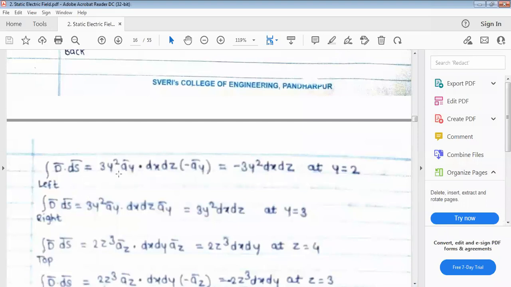Then you can similarly consider this D bar dot dS bar for the left side and right side. For the left side, your y component will be present, as dS bar is equal to dx into dz. For the y side, your perpendicular vector is a bar y, right? But if you consider the left side, you are going in the minus y direction. Therefore, it is minus a bar y. So if you take the dot product, you get minus 3y square dx dz, and for the left side y is equal to 2. Similarly, if you consider the right side, you are going in the positive y direction. So it is plus 3y square dx dz, and y is equal to 3.